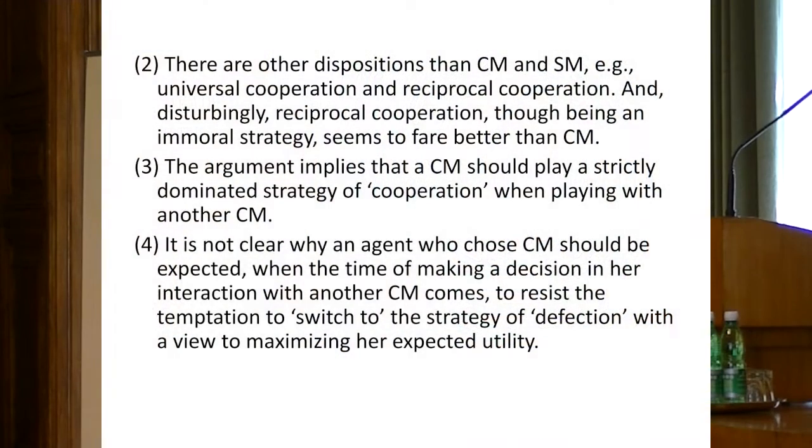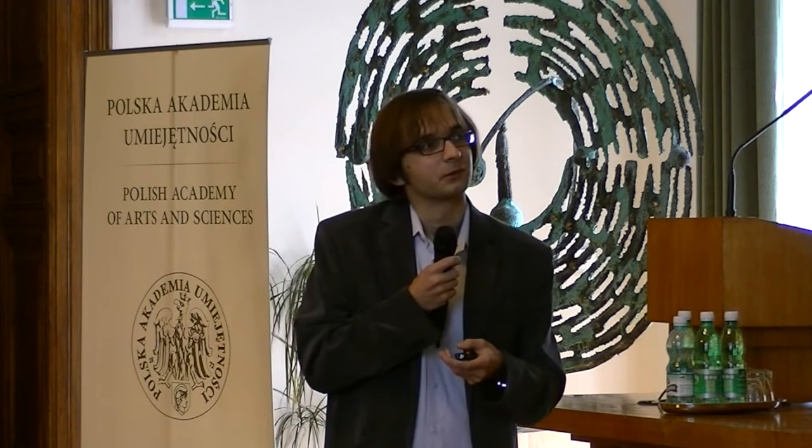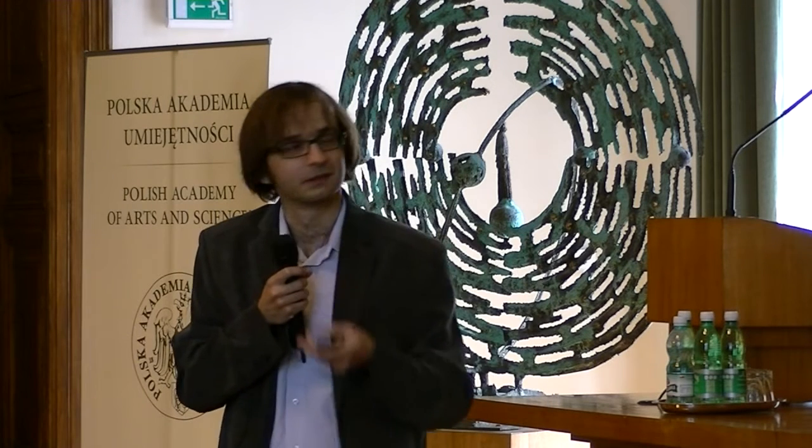And the main argument against the whole argumentation of Gauthier is the following: that this argument implies that a straightforward maximizer should play a strictly dominated strategy of cooperation when playing with another constrained maximizer. So what can we imagine a greater heresy from the standpoint of, for instance, game theoreticians than this claim? That's why this theory was very coldly accepted by standard rational choice theorists.